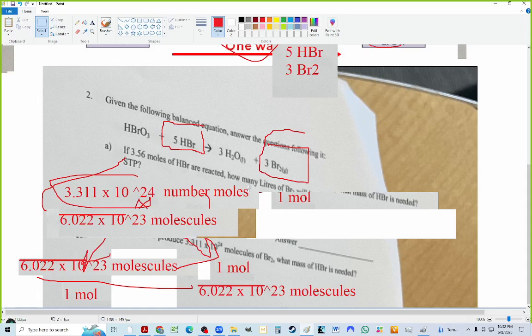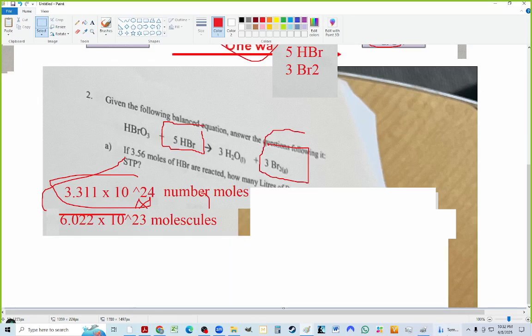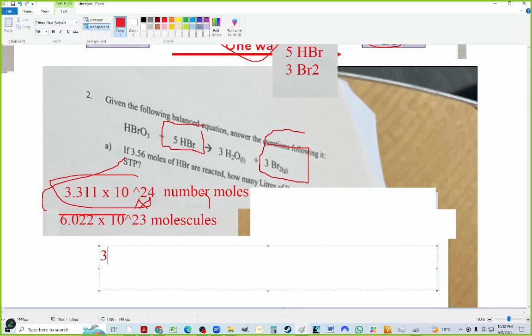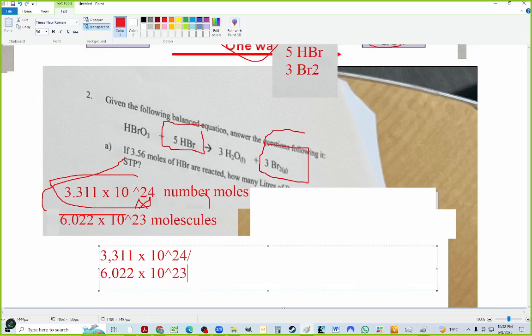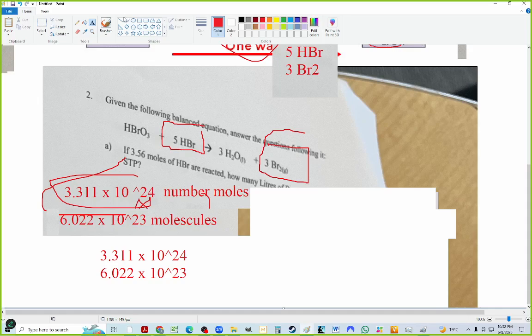Let's see how good you are with exponentials in your calculator, because it's going to be worth it. I want you to take 3.311 times 10 to the power of 24, and divide it by 6.022 times 10 to the power of 23. There's a simpler way, but let's see if you can do it. Do you know anything about when two things have the same exponent? To the power of 24, instead we make it 33.11 divided by 6.022.